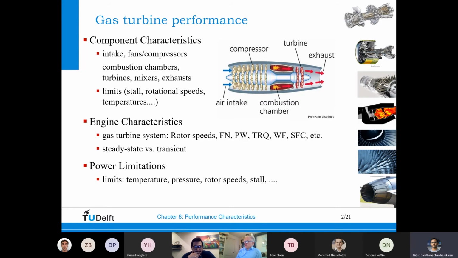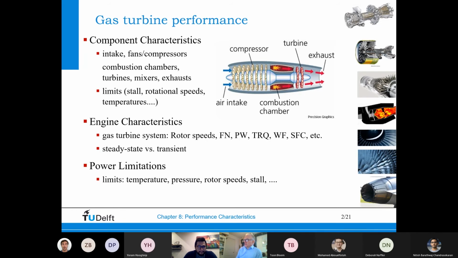You could say that a gas turbine is a system composed of components that have their individual component characteristics, and that is a very important notion for our course, because we are also doing system simulation. So if we are able to model the characteristics of the performances of the individual components and the relationships, then we have a system model and we can actually do the system simulation. So component characteristics, those are intakes, compressors, combustion chambers, turbines, etc.